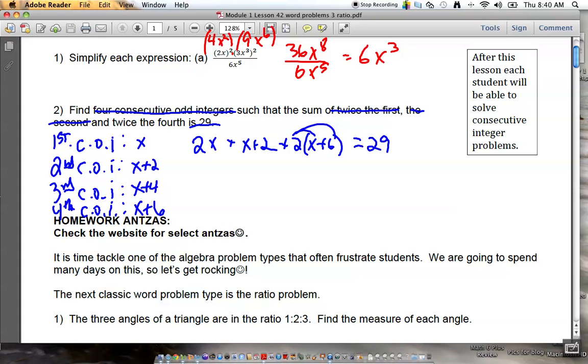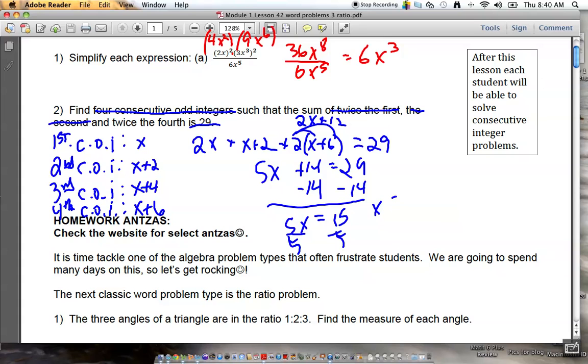All right, so 2x and x is 3x. And now I'm going to distribute here. I just want to save a little space. That's 2x plus 12. So 3x plus 2x is 5x. 2 and 12 is 14 equals 29 minus 14. 5x is 15.